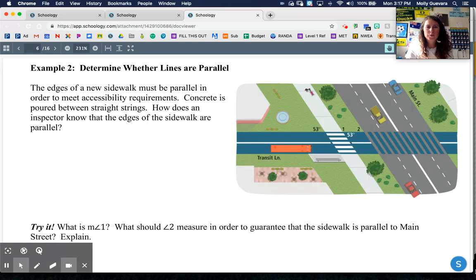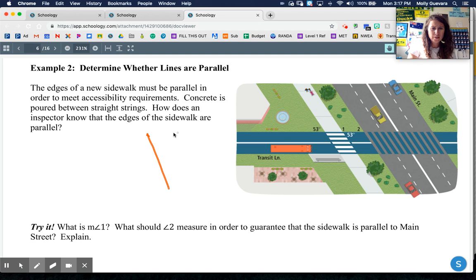Okay, so this example says the edges of a new sidewalk must be parallel in order to meet accessibility requirements. Concrete is poured between straight strings. How does an inspector know that the edges of the sidewalk are parallel? So let's start by just simplifying this drawing, right? There's a lot of stuff going on. So let's just draw the sidewalk. So here's the sidewalk.